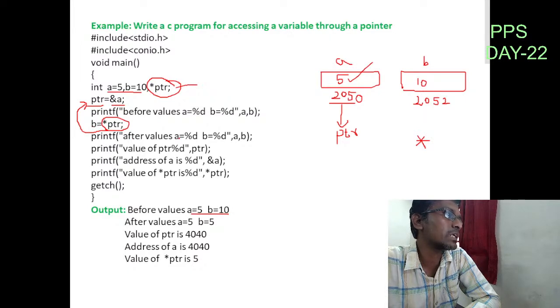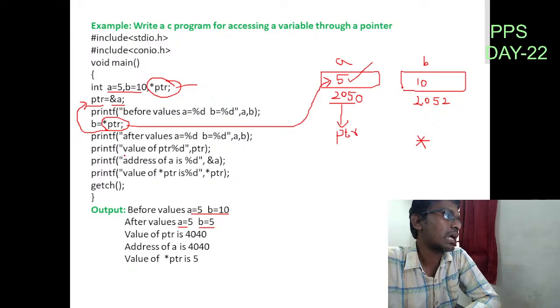Now I am going to print a and b. Then I get a is equal to 5 and b is equal to 5. Why? Because *PTR indicates the value of a. So *PTR refers to PTR, and PTR is equal to the address of a. That means at address 2050 of variable a, the value there will be assigned to the b variable. That's why I got a is equal to 5 and b is equal to 5.